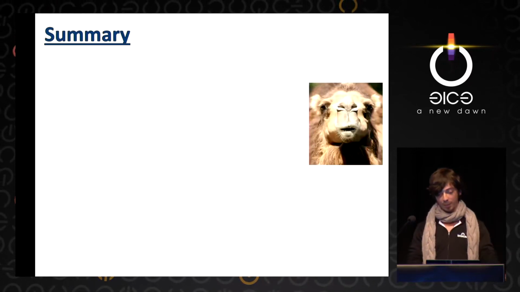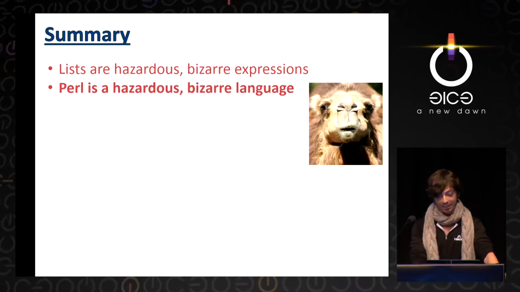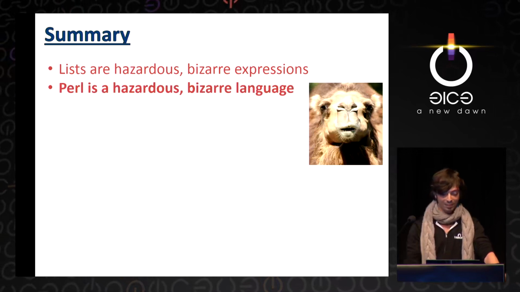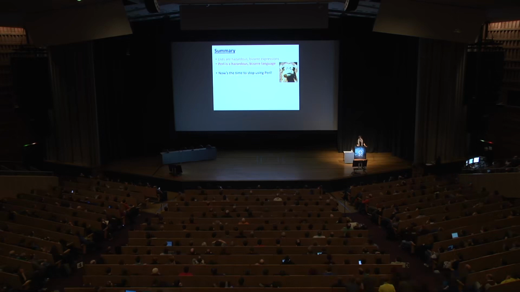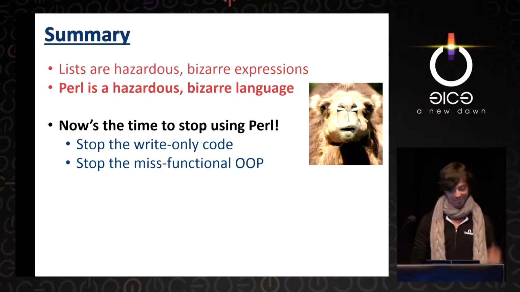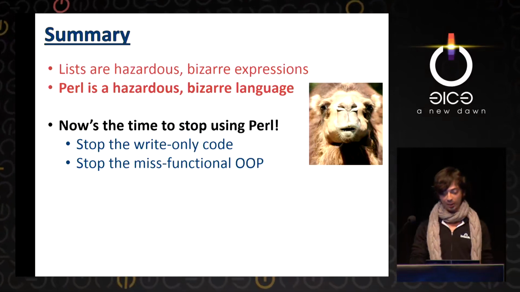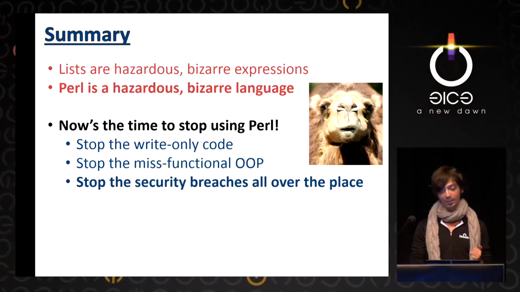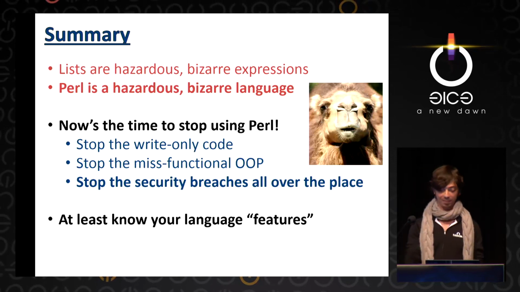So let's sum up. Lists are hazardous, bizarre expressions. Perl is a hazardous, bizarre language. Now is the time to stop using it. Stop the write-only code. Stop the misfunctional and complicated OOP. And most importantly, stop the security breaches that are all over the place. And if you do end up writing Perl, at least know your language features. Thank you.